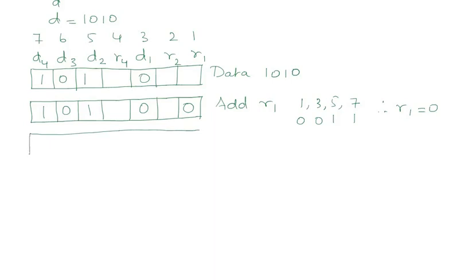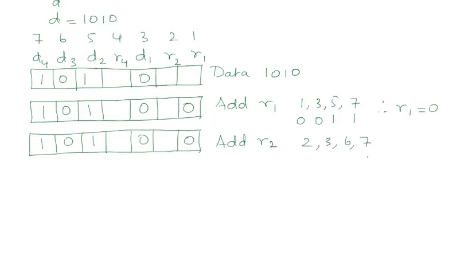Next, to calculate R2, again draw the same box. Write the data bits first 1, 0, 1, 0. We already computed the R1 bit, so write that also here. So here we'll add R2. To find R2, we need to consider the positions 2, 3, 6, 7. 7th bit is 1, 6th bit is 0. The 3rd bit is 0. Now to get even parity, here we need to insert a bit of 1. So we get R2 is equal to 1. So put a value of 1 in place of R2. So this is how we get the value for R2. Next we need to find R4.